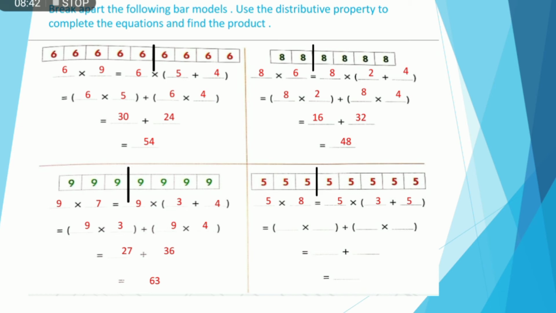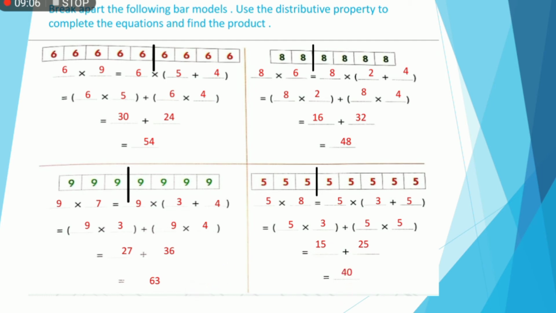The distributive property now: 5 times 3, and the second one, 5 times 5. 5 times 3 equals 15. 5 times 5 equals 25. How can I add between them? 5 plus 5 equals 10.